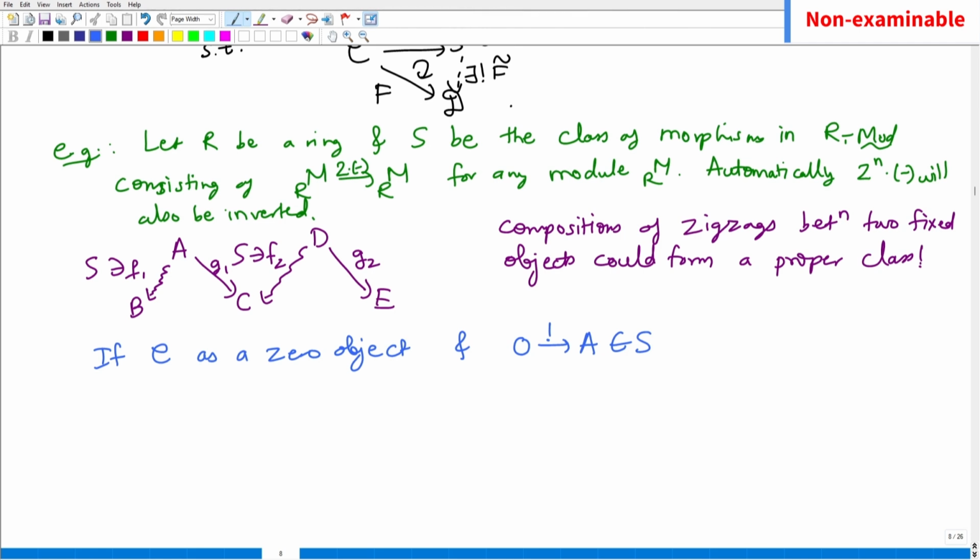A also becomes isomorphic to a zero object. So therefore, when you want to localize certain arrows, then you are also killing certain objects. So there are two different ways.